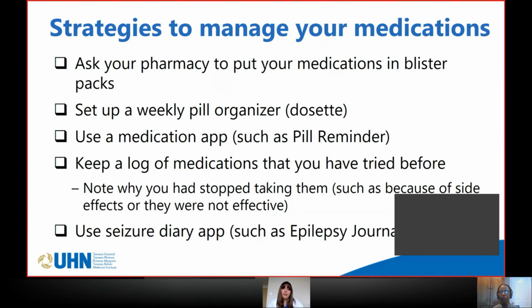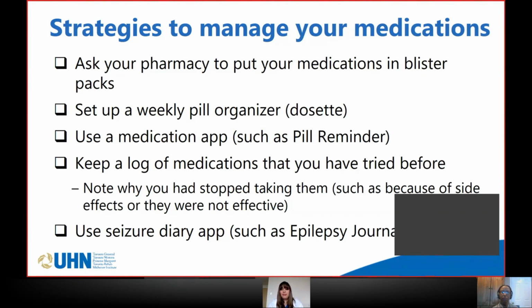Other people prefer to buy their own kind of package, like a dose set from a pharmacy, and fill up a week's medications themselves. And that way you know for sure that you've taken your medication for that day. There are also pill reminder apps to help alert you when your medications are due. So some patients find that helpful as well.